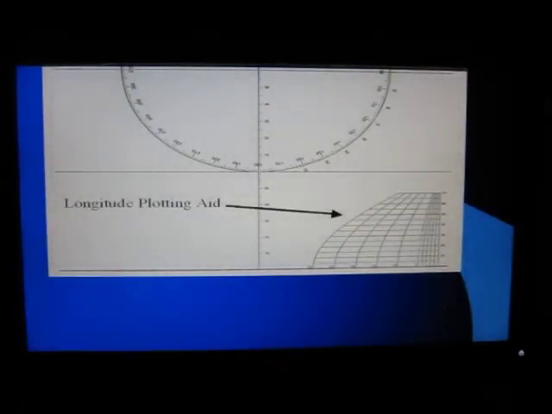Well, there's a little aid down here that we're going to use. This little aid is a longitude plotting aid. This is for plotting longitudes. All right, don't use this for measuring distance. Only this scale in the middle here is for measuring distance. This is for laying out longitude only.